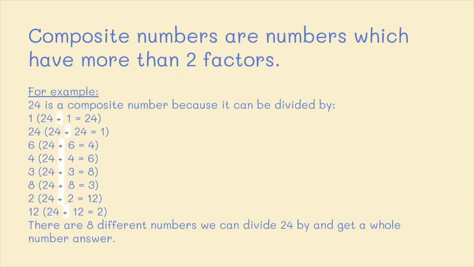Composite numbers, on the other hand, are numbers which have more than 2 factors. For example, 24 is a composite number because it can be divided by 1, 24, 6, 4, 3, 8, 2, and 12. There are 8 different numbers we can divide 24 by and get a whole number answer. So it has 8 factors, which is a lot more than 2.